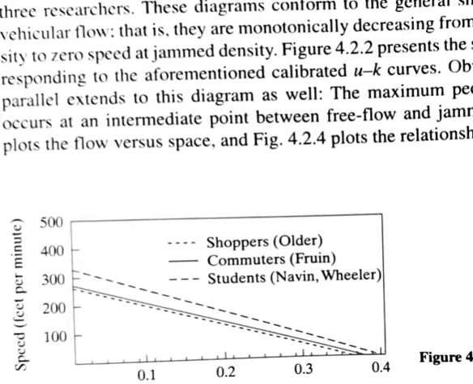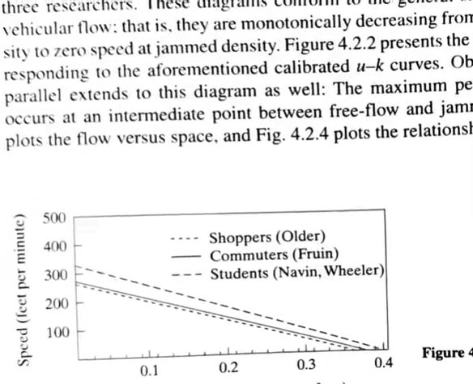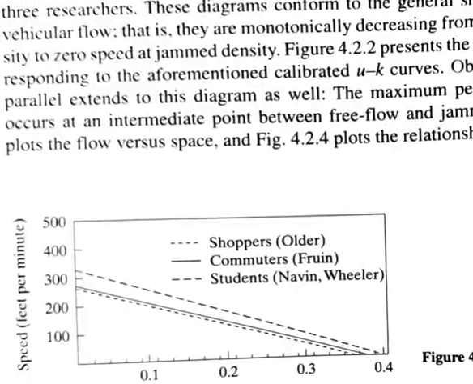For the shoppers and for the commuters, the speed is somewhere near 200, and for the students it is near, what is the value, near 280 something. Then when the density is 0.2, again you can see that the speed of the shoppers and commuters has reduced to nearly 100 or something, and that of students also reduced, and that is again somewhere near 220 or something.